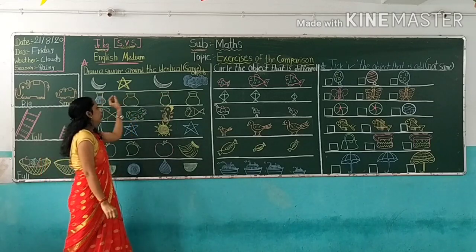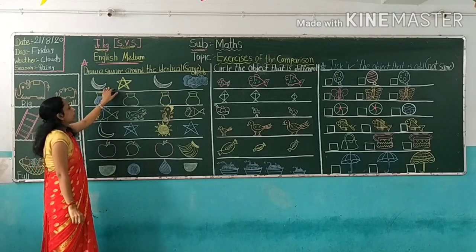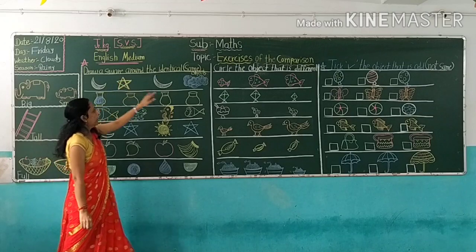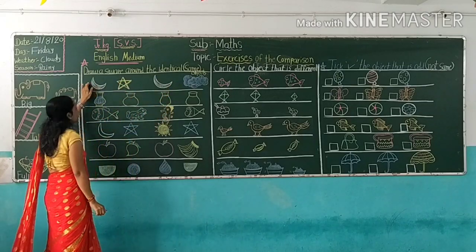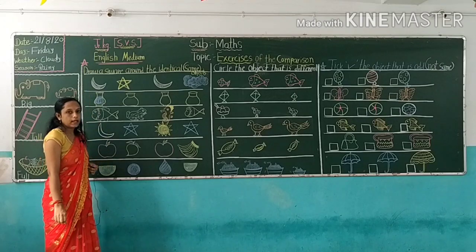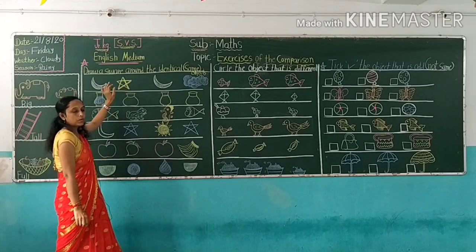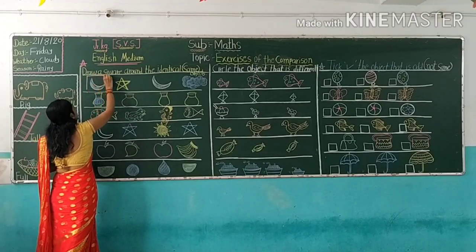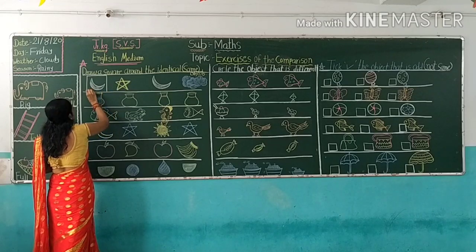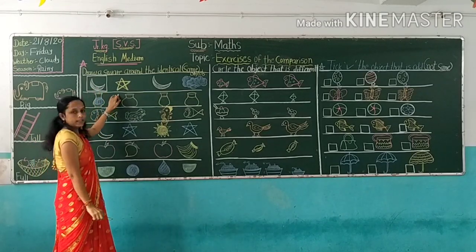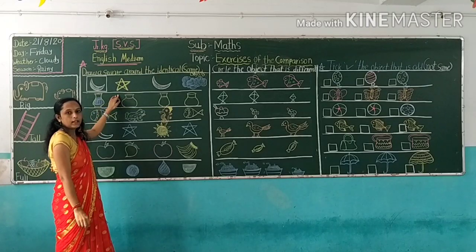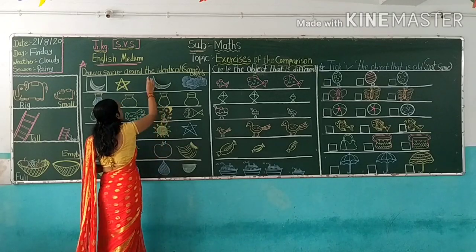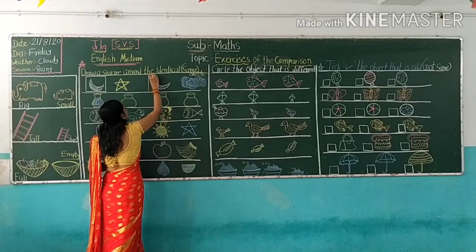Here I drawn some objects. What are these? These are two moon, okay, and here I drawn star and cloud. So आपको जो सेम है उसमें स्क्वायर करना है. These both are same, so square the moon. This picture is different, so उसमें स्क्वायर करना नहीं है. And what is this? This is moon. So square the moon.